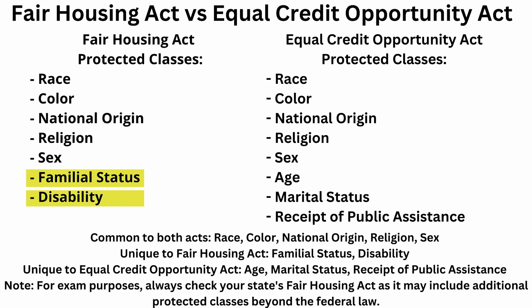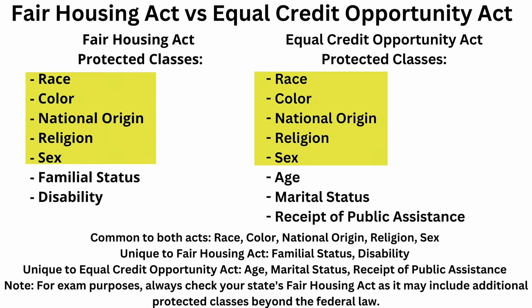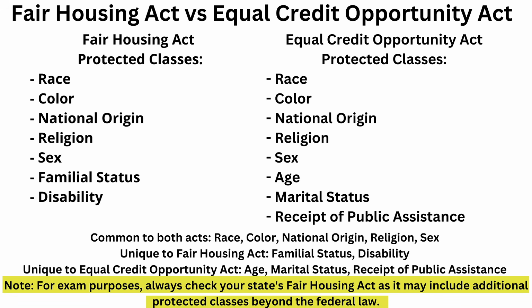And under fair housing, it's disability and familial status. And those are the two. The other 5 are in sync. So you just want to refresh that and know those protected classes. And then in addition to that, depending on your state, you're going to want to know your state's protected classes as well.